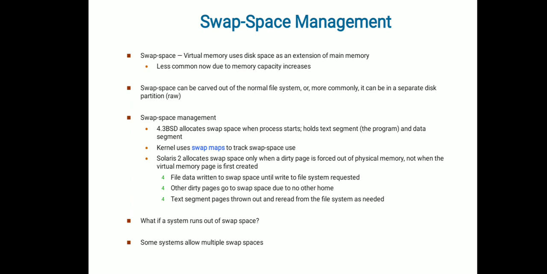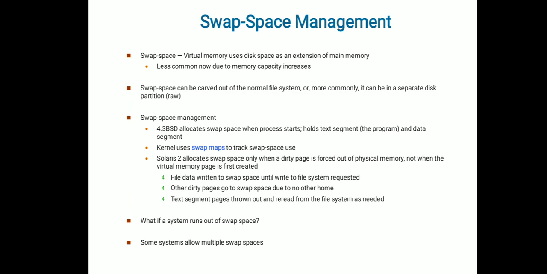So swap space can be carved out of the normal file system, or it can be separated. It is in a separate disk partition, which is called raw. And swap space management, let's see how it happens in different OS. First, let us see Berkeley Software Distribution. BSD means Berkeley Software Distribution, which is a Unix based OS.